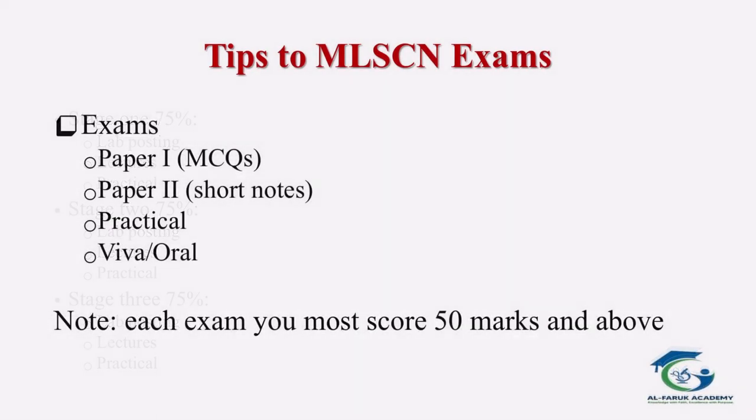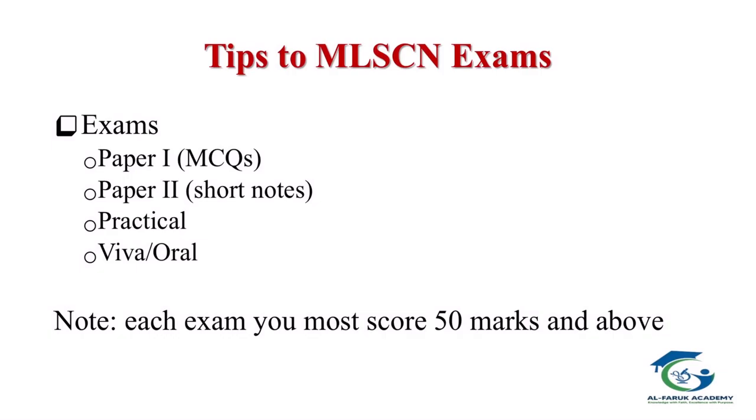Then we have the exams. The council used to set four types of exams. You have paper 1, that is the MCQs; paper 2, short notes; practical; and viva, that is the oral exam. In each exam you must score 50 marks and above. Less than 50 marks, you have not passed.